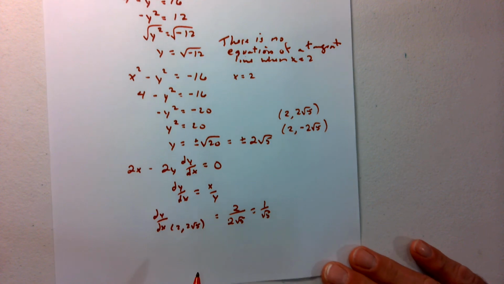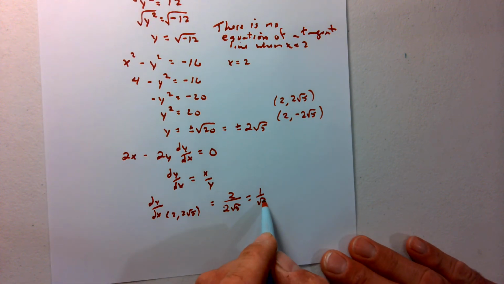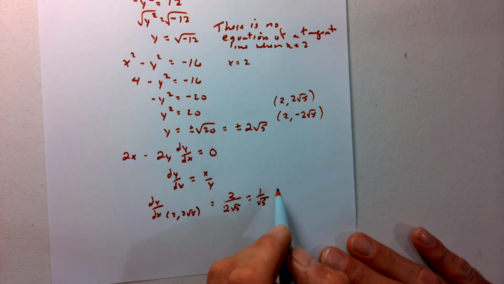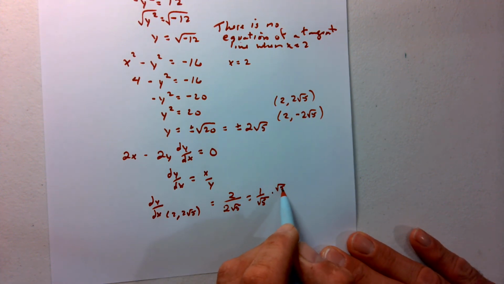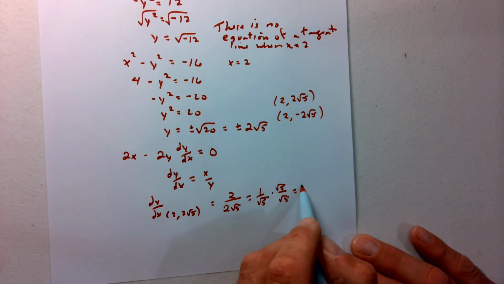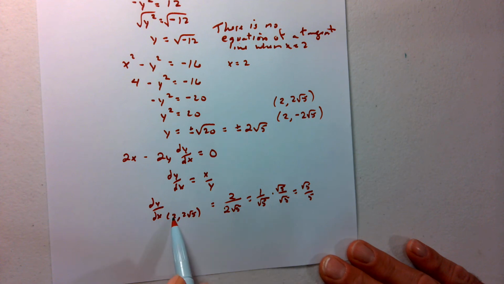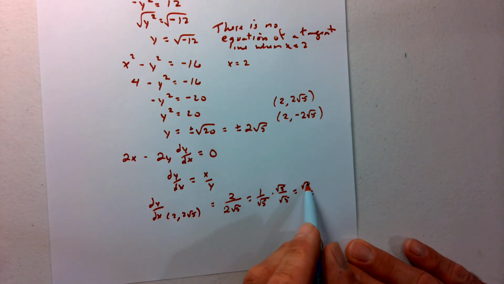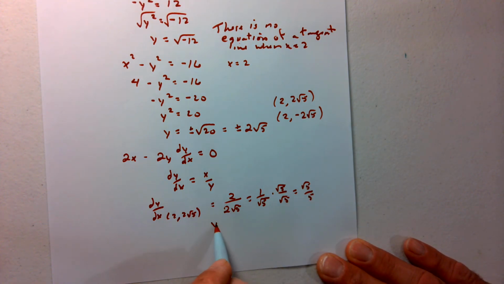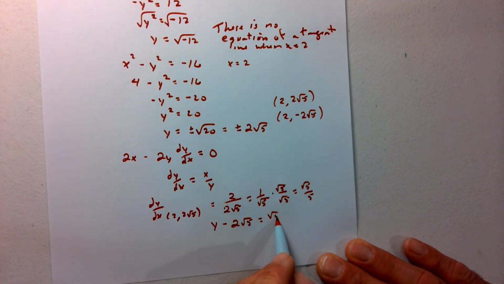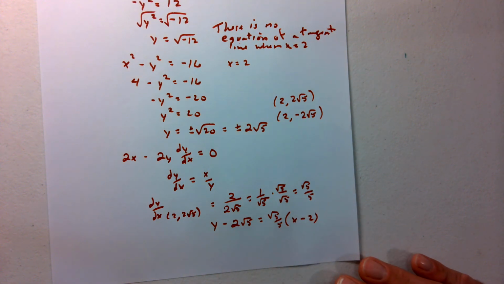Some professors, some teachers want you to rationalize that. Personally, it doesn't matter to me. If it's a multiple choice test or quiz, you're going to see that rationalized. So I'll go ahead and rationalize it, and we get radical 5 over 5. So the slope that goes with the point 2 radical 5 is radical 5 over 5, so we can write that equation. y minus 2 radical 5 is going to equal radical 5 over 5 times x minus 2.